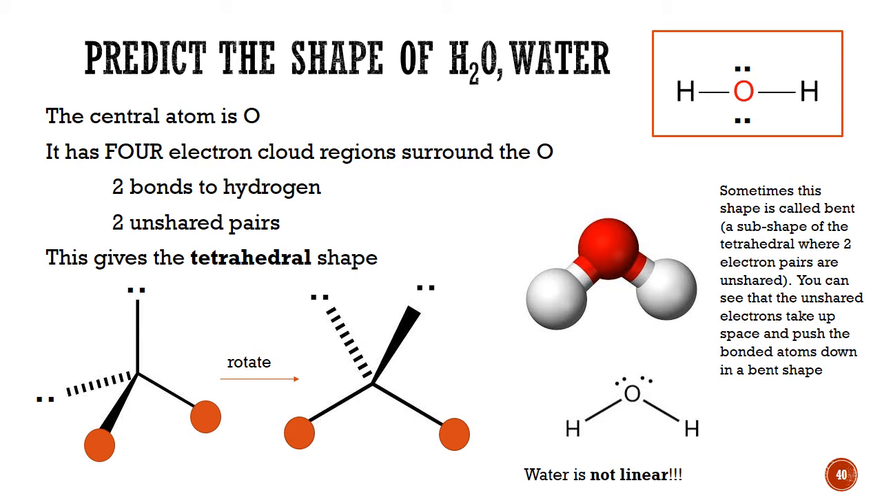What is the central atom? It's an O. So how many regions of electrons are attached to the O? There are 4 regions. So there are 2 bonds to each hydrogen, and there are 2 unshared pairs. So we have to count all 4 of those. That gives us the tetrahedral shape.